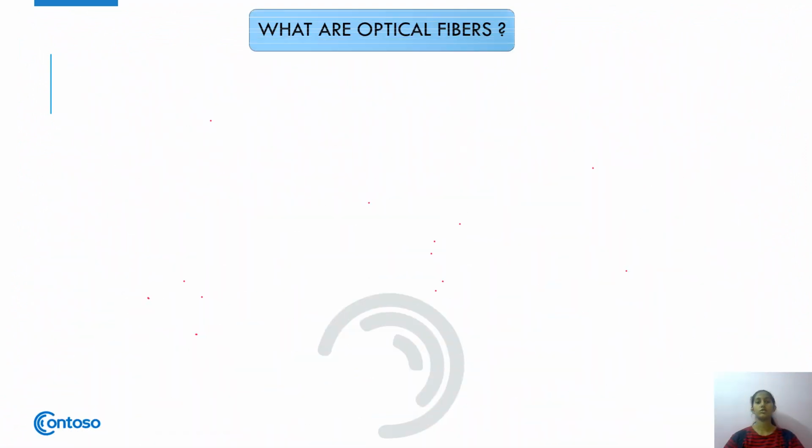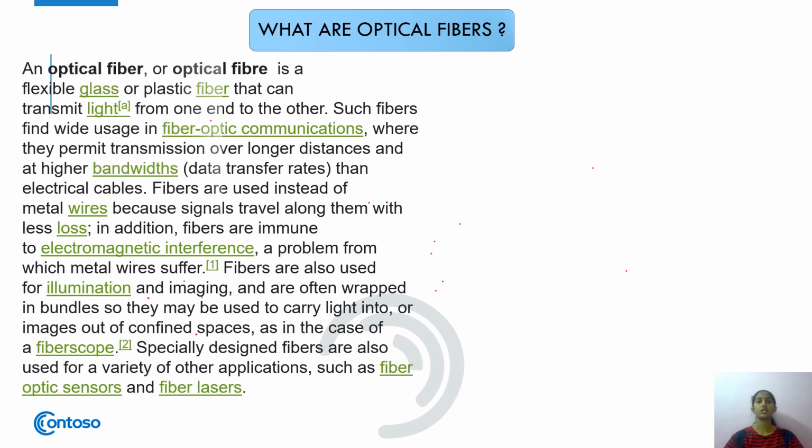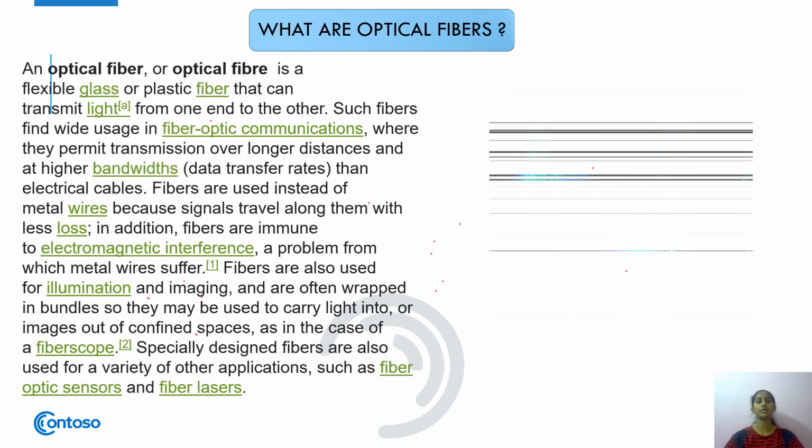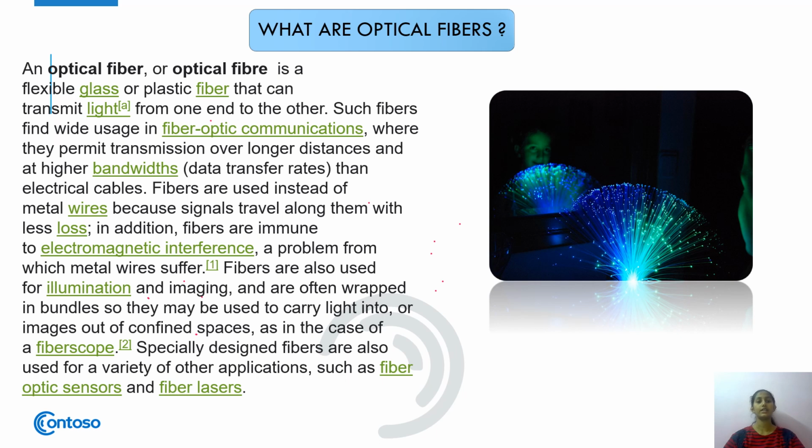So let's know about what optical fibers are. An optical fiber is a flexible glass or plastic fiber that can transmit light from one end to the other. Such fibers find wide usage in fiber optic communications, where they permit transmission over a longer distance and at a higher bandwidth. Unlike electrical cables, fibers are used instead of metal wires because signals travel along them with less loss.